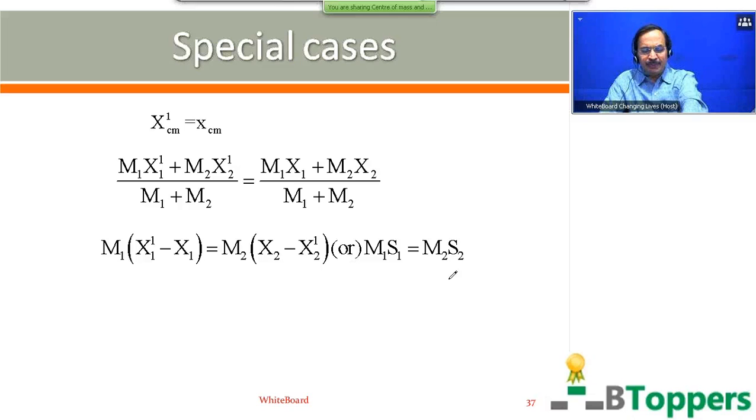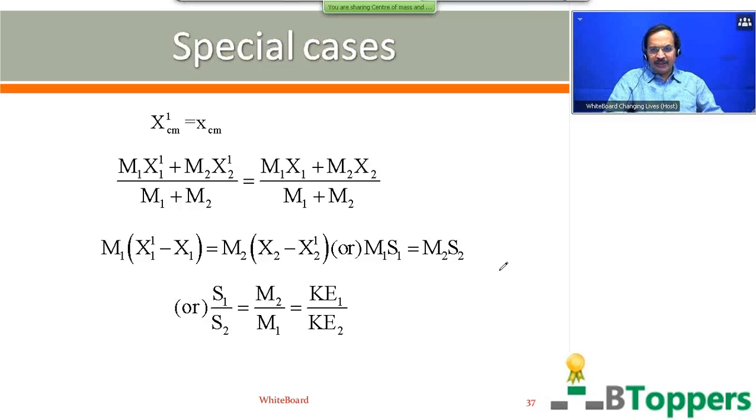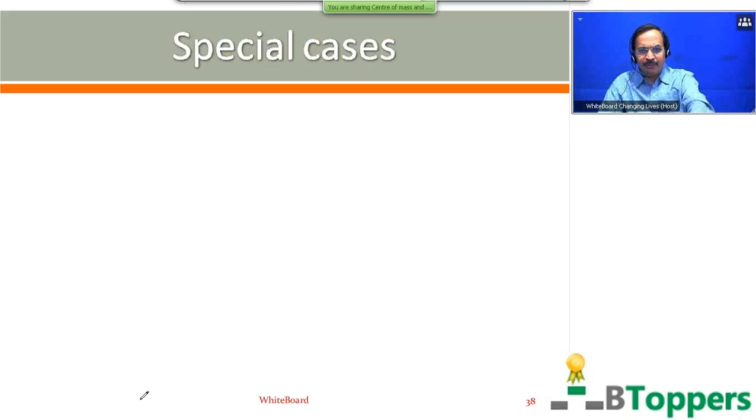So S1 is the magnitude of the displacement or distance moved by the center of a sphere before the collision with the second sphere. S2 is the magnitude of the displacement of the second sphere, or distance moved by the center of the second sphere before collision with the first sphere. S1 by S2, you will get M2 by M1. By this calculation, which we discussed in the previous case, here also you can see the ratio of the kinetic energies at any instant before they collide with each other will be equal to the inverse ratio of their masses. Come on, finish copying up to here.